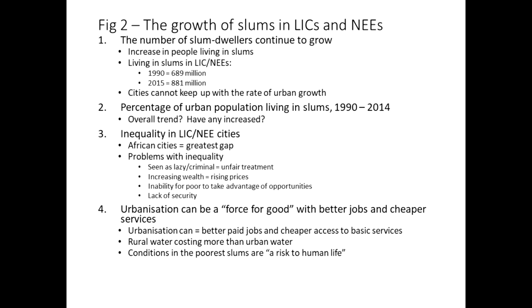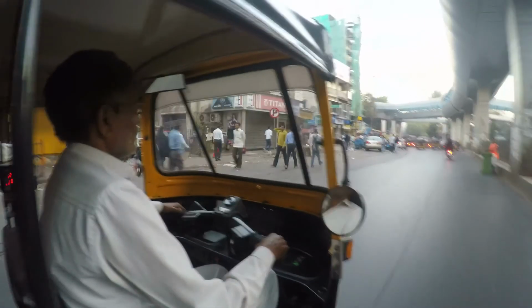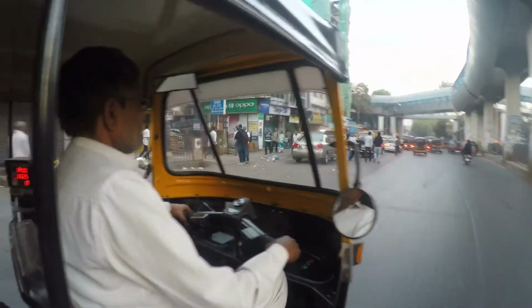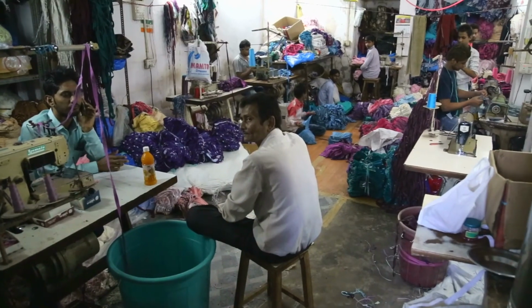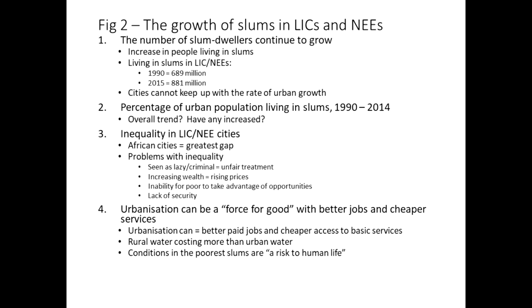So the next section is urbanisation can be a force for good, with better jobs and cheaper services. The last page showed that it was a negative thing, there were some issues, and this looks at the positives. So how can urbanisation be a good thing? Now we've identified that urbanisation will lead to better paid jobs and cheaper access to basic services. That's one of the benefits of urbanising areas.